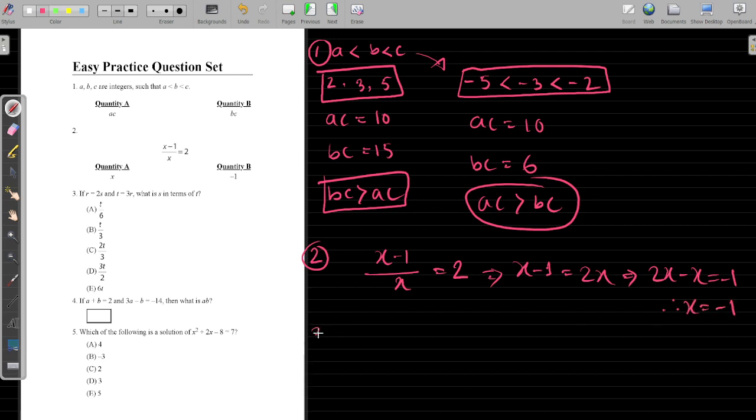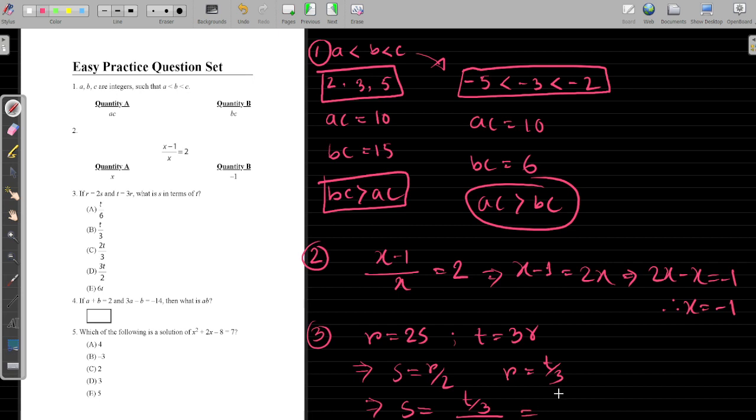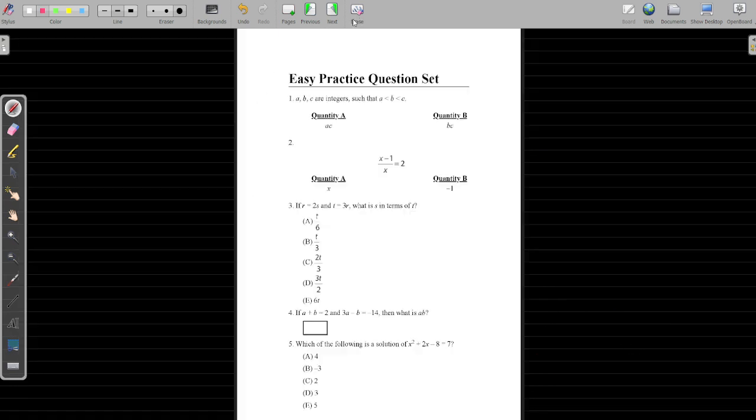Now I am going to solve number 3. The question is r equals 2s and t equals 3r. I need to convert s in terms of t, so s and t will be in my relation. So s equals r by 2 here, and r equals t by 3, right? If I put the value of r in the first equation, then s equals t by 3 divided by 2, that means t by 6. This is our answer.